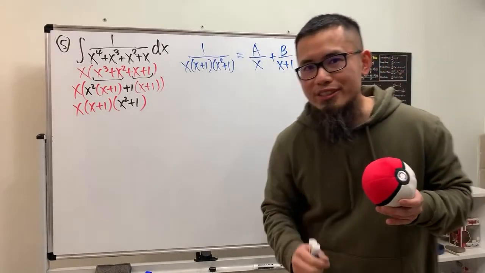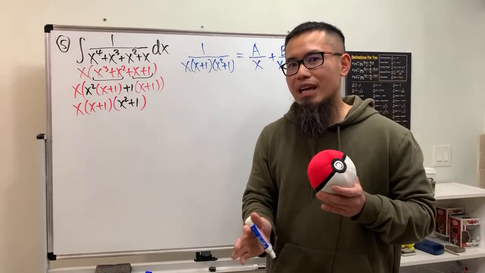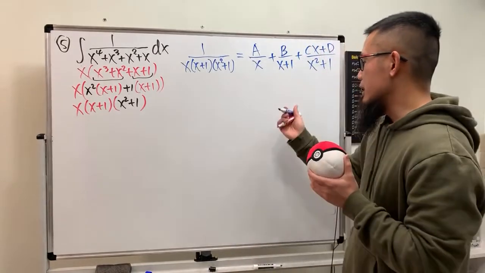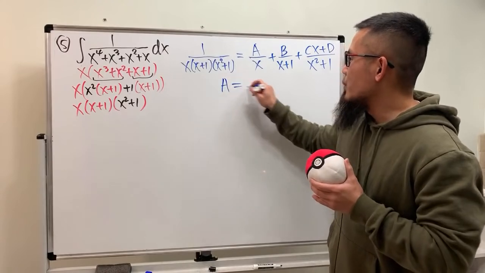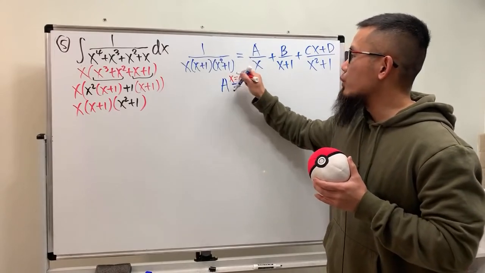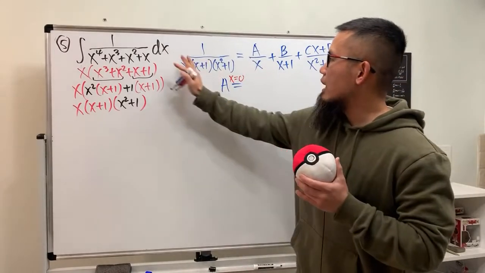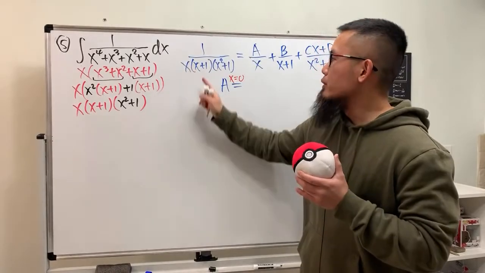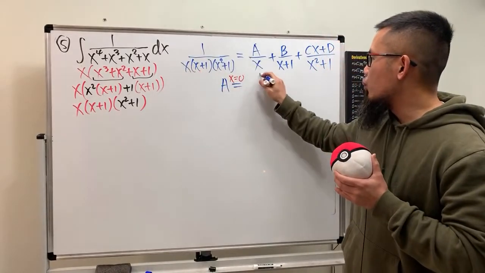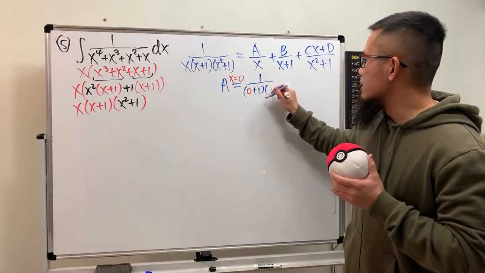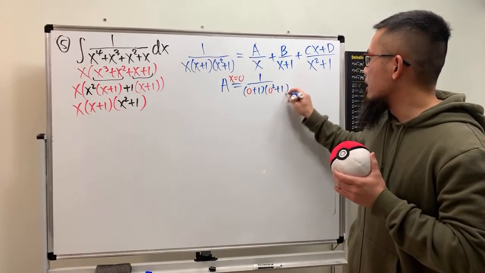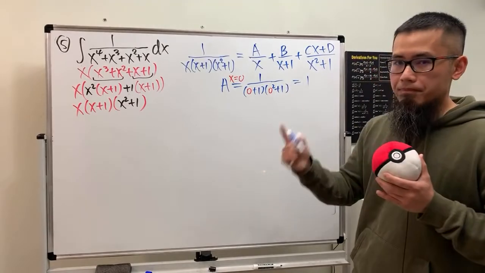Now, good news. Yes, A and B can be done with the cover-up method. So let's go ahead and do that. So that's good news anyway. A equals, when x is equal to 0, cover up the same denominator. Put 0 in here and here. So we get 1 over 0 plus 1 times 0 squared plus 1. So this is just equal to 1.